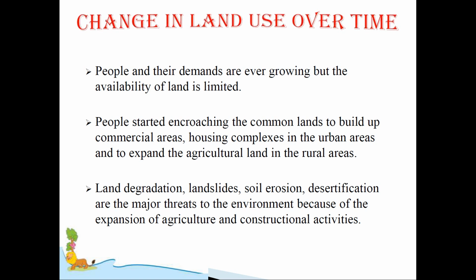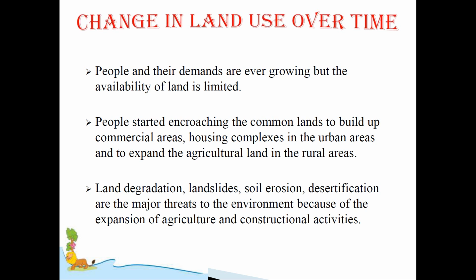So let's talk about the change in land use over time. People and their demands are ever growing, but the availability of land is limited. People started encroaching the common lands to build commercial areas and housing complexes in the urban areas, and to expand the agriculture land in the rural areas. As the population is growing and we are developing, we need more and more land. So we are cutting the trees, deforestation is going on, isn't it? Then these are the problems with the land.